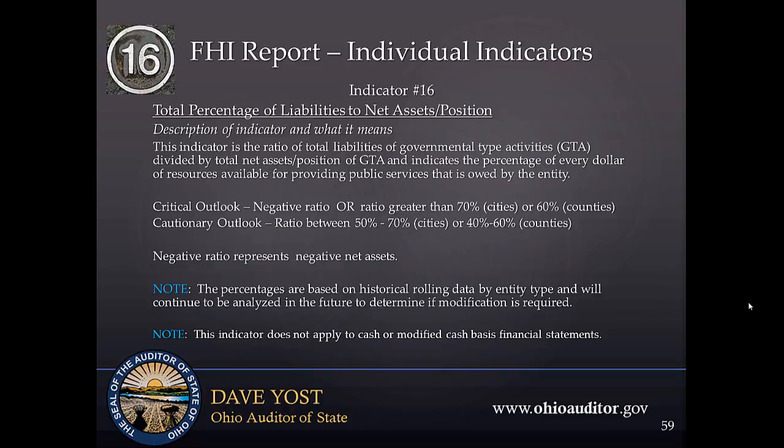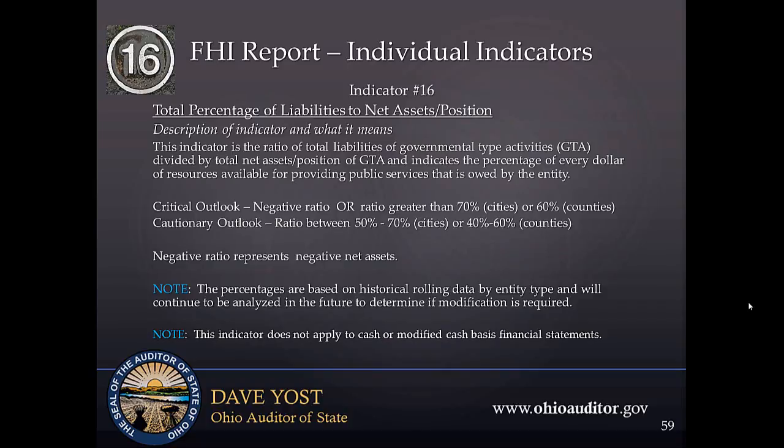This indicator identifies entities that are overextended in terms of the percentage of every dollar which is owed to others. A critical outlook indicator would be a negative ratio or a ratio that is greater than 70% for cities or 60% for counties. A cautionary outlook would be a ratio between 50 and 70% for cities or 40 and 60% for counties. A negative ratio would represent negative net assets.